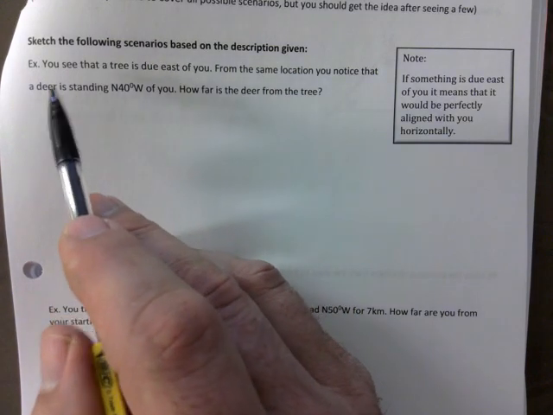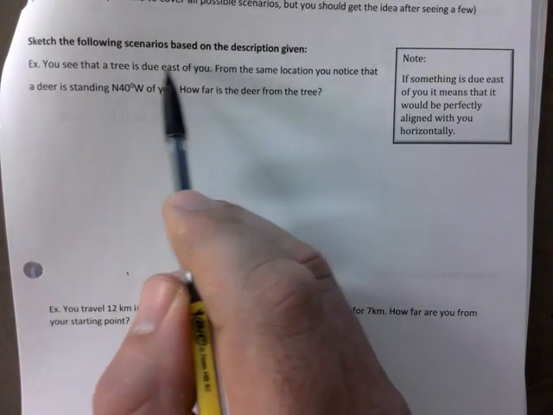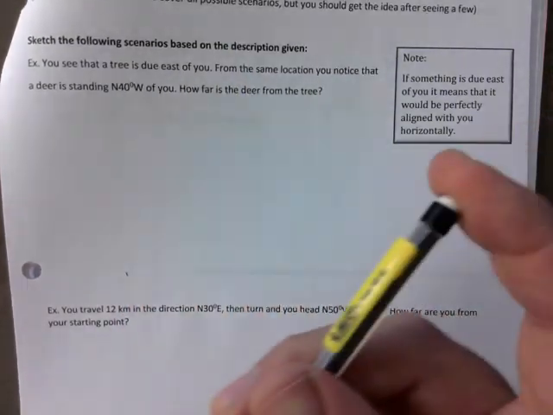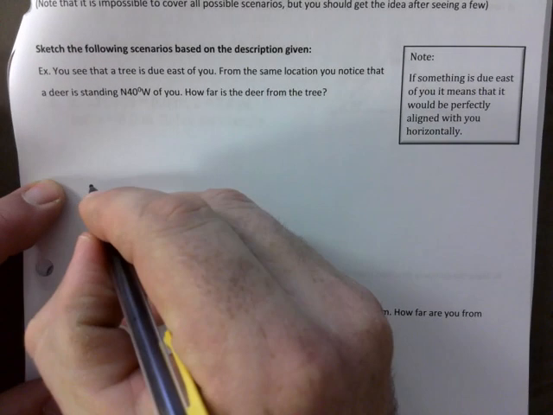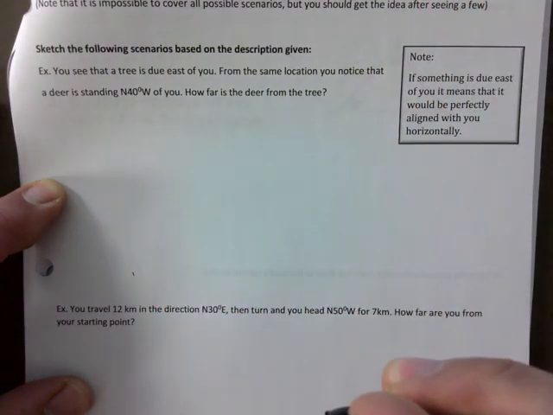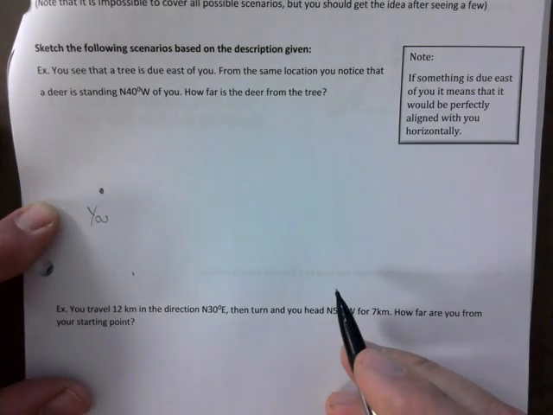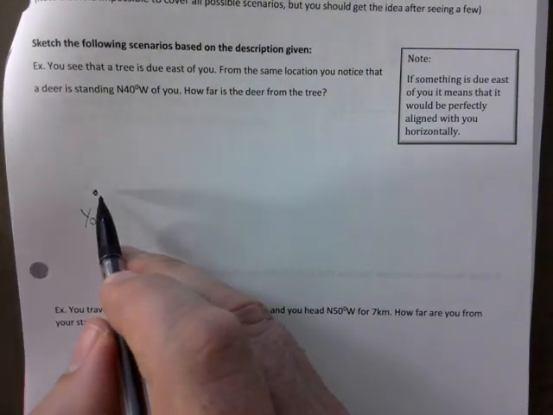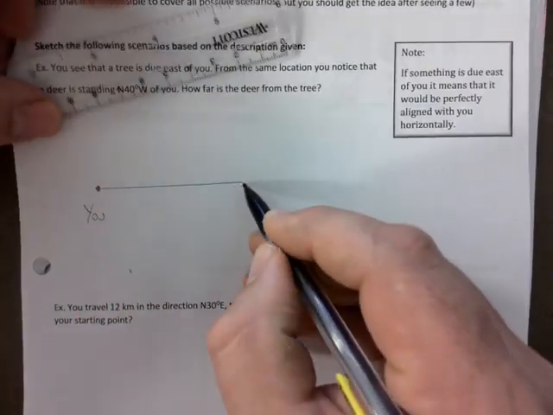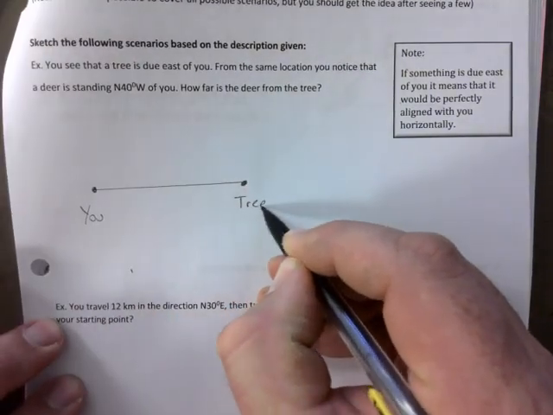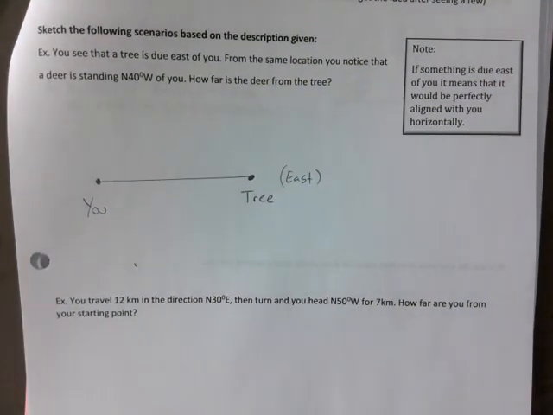Sketch the following scenarios based on the description. For example, you see a tree that is due east of you. What is that? It means it's exactly east from you, like a straight line east. So if this is you, then the tree would be exactly east. So we go this way, and the tree is right there. And this is east. You can put down east over here. So that's what that means.